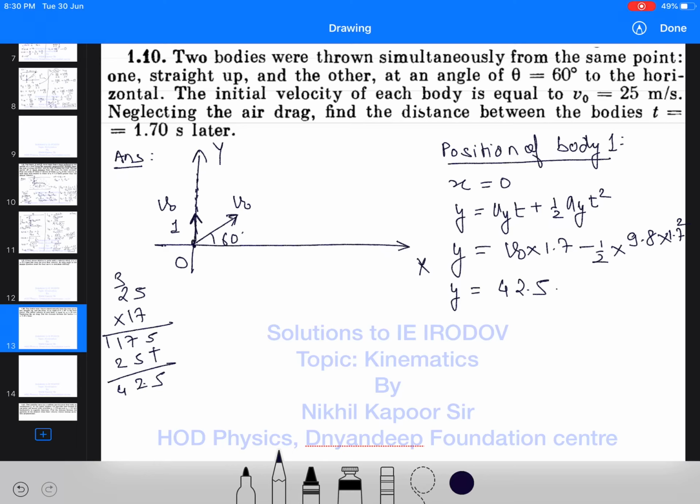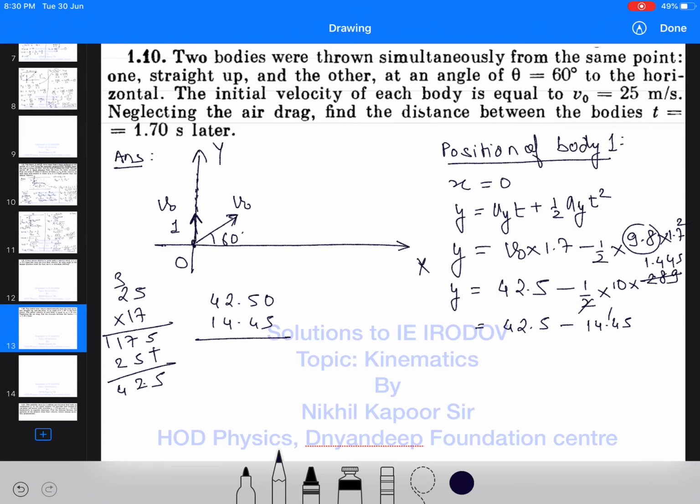Now minus half into 10, rounding off, times the square of 1.7. The square of 17 is 289, and the decimal point after 2 digits, so it will be 2.89. And now 2 1s are 2, 2 4s are 8, again 2 4s are 8, and 2 5s are 10. So it will be 42.5 minus 14.45. Let's do the subtraction in the rough work.